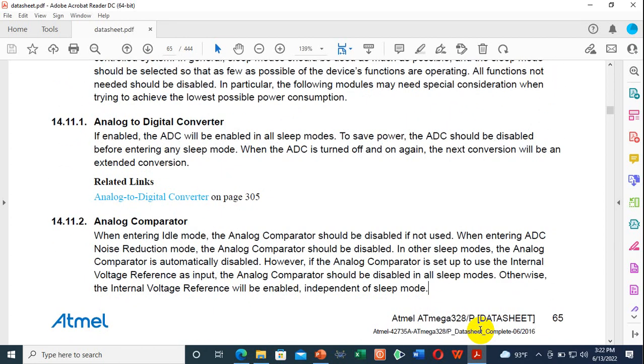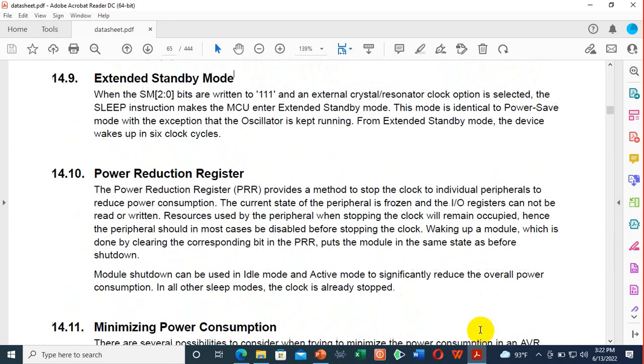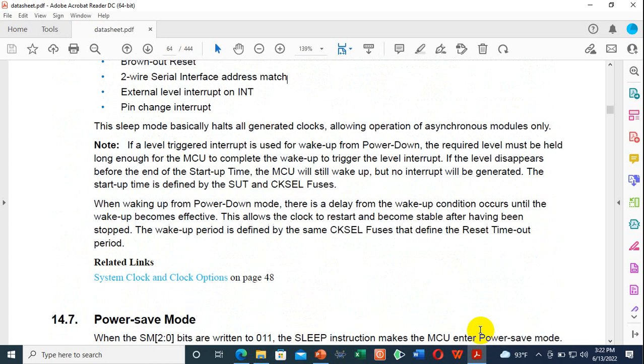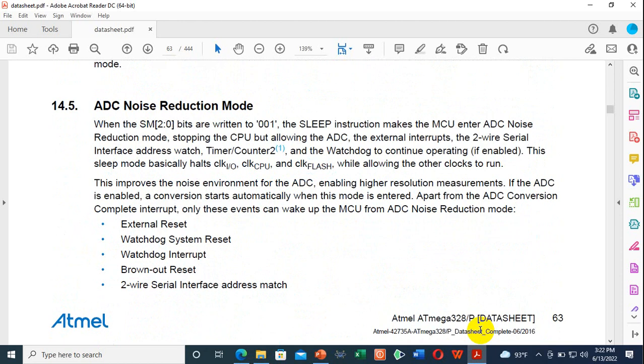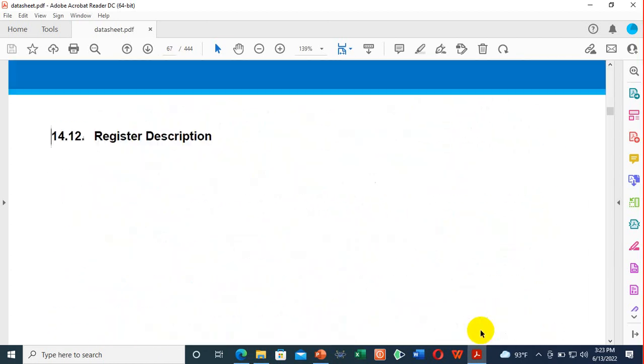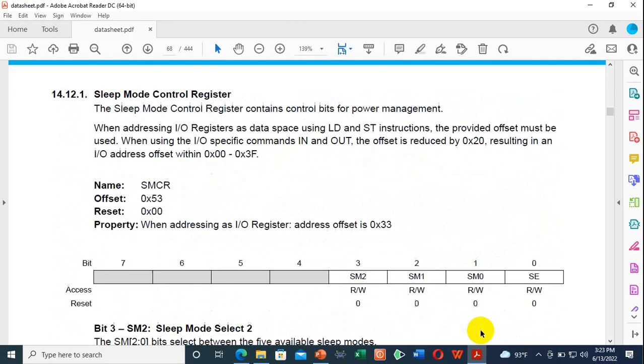You see the power reduction register, standby, power save mode, extended standby mode. It has all the descriptions you can find over here. ADC noise reduction mode. So when you are going to implement your system, you will go through different options to find what should be the maximum setting of the register to give you maximum power saving. And to do it, you need to program the bits of this register, the sleep mode control register.